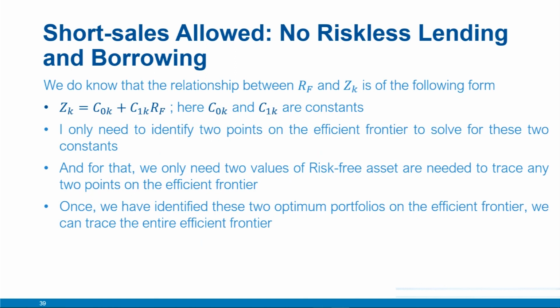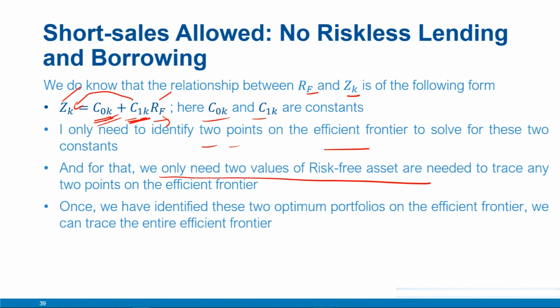Recall that we said that we can identify ZKs as a function of RF, and that would involve two coefficients, C0K and C1K, which are specific to security K, and they vary with security but not with RF. So all we need to obtain the numerical values of these is two values of RF and ZK to solve for these constants. So I only need two portfolio points on the efficient frontier to solve for these two constants, and that is, we only need two values of the risk-free rate, because once you have the risk-free rate, we have already seen the procedure to identify the optimum point corresponding to each RF. So if we have two RFs, we can identify two points.